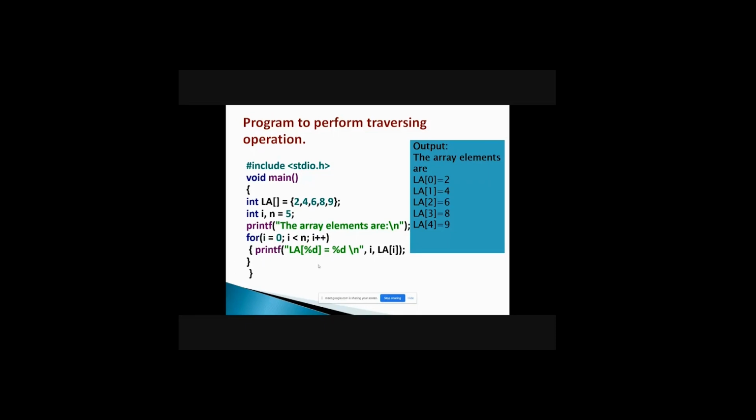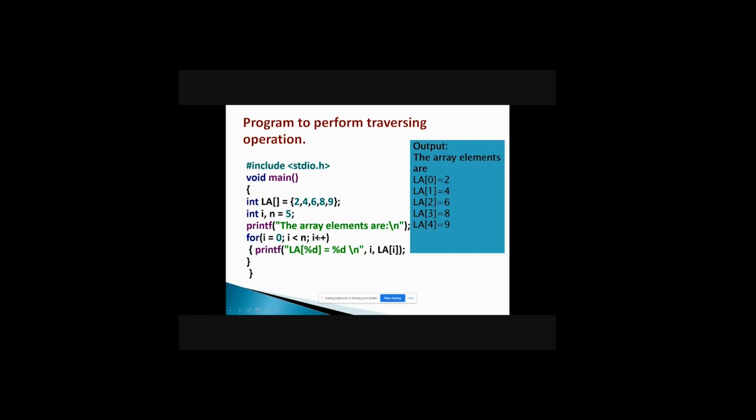Printf, the array elements are, start from for i is equal to 0, i less than n, i plus plus. First time i will be 0, 0 less than 5, yes, it is true. That means you are visiting the first element. Then come to printf, LA of %d is equal to %d. So LA of 0 equals, what is there in the first position? 2. So LA of 0 is equal to 2. So the first element, the output statement looks like this: LA of 0 equals 2. Then i gets incremented.